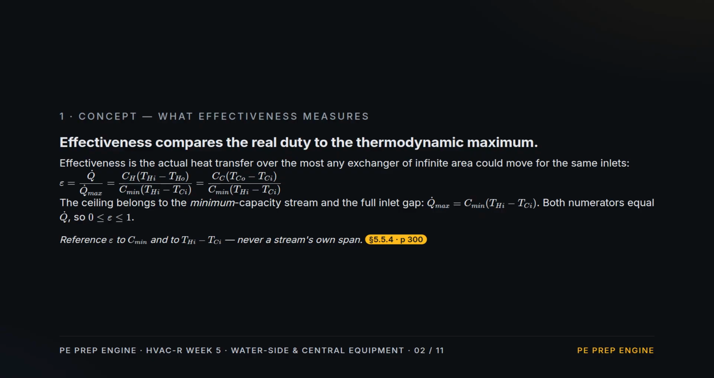Concept 1. What effectiveness measures? It is the actual heat moved divided by the maximum a same inlet exchanger of infinite area could move. That ceiling belongs to the minimum capacity stream carried across the full inlet temperature gap, hot inlet minus cold inlet. Because the numerator is the real duty either stream gives it, effectiveness always lands between 0 and 1.